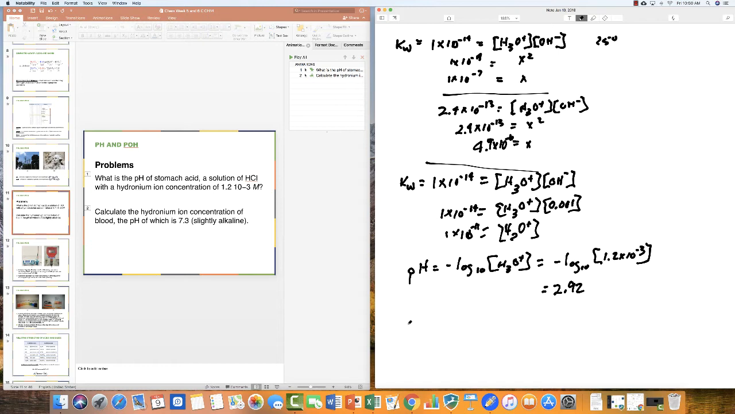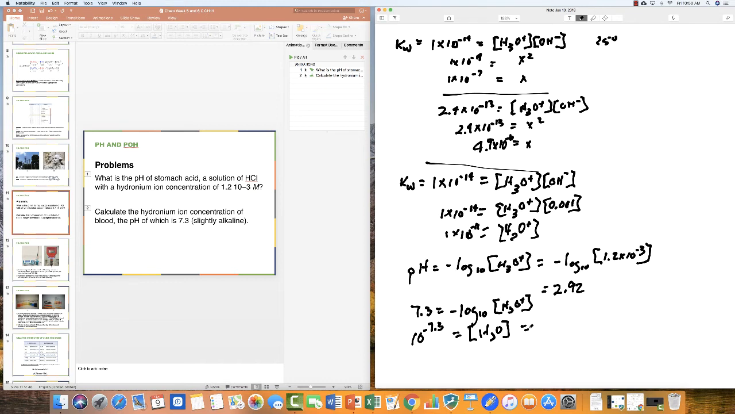Look at the second one. Calculate the hydronium ion concentration of blood, the pH of which is 7.3, which is slightly alkaline. Now we know that 7.3 is equal to the negative log base 10 of the hydrogen ion concentration. And so what we have to do is take 10 raised to the negative 7.3, and that's going to be the hydrogen ion concentration.